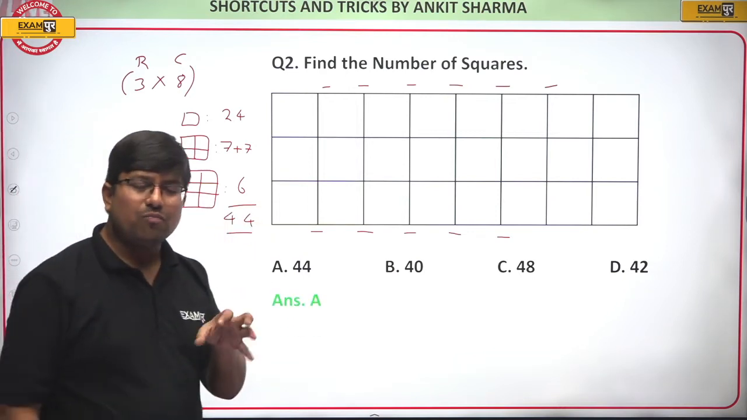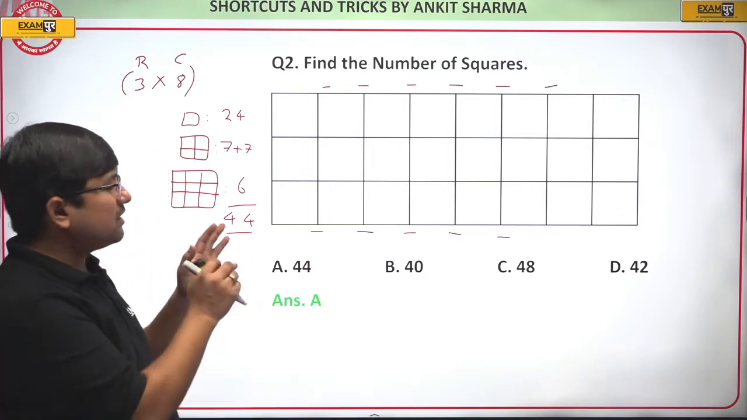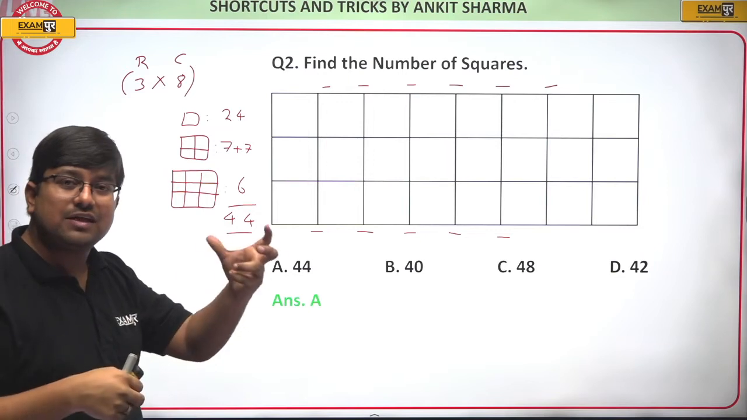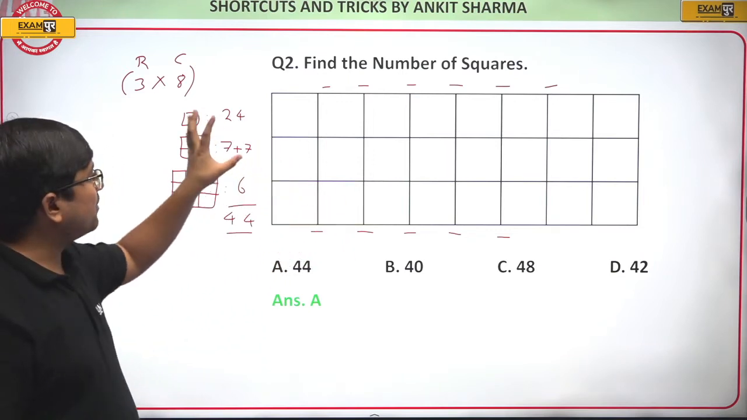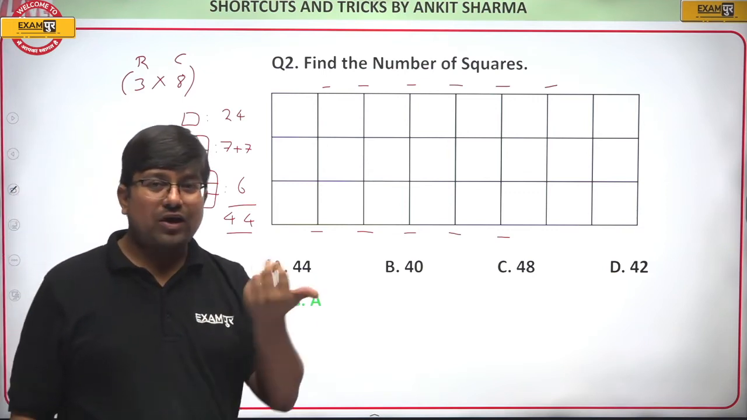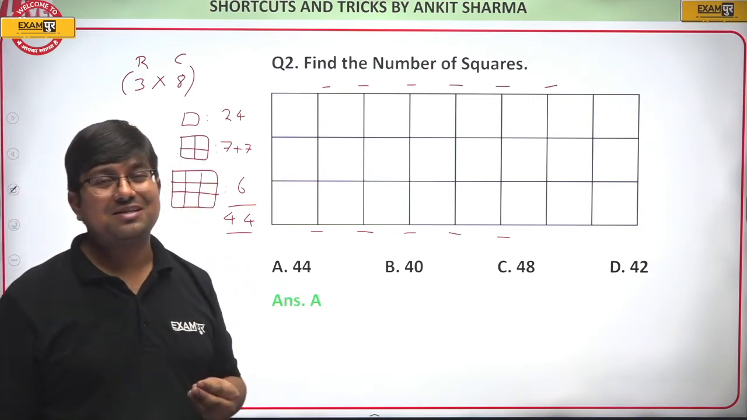But now you must have understood that gradually when the figure gets bigger, the number of rows increases, the number of columns increases, it becomes more and more time consuming. So now let me discuss a quick way to solve such kind of questions very easily.